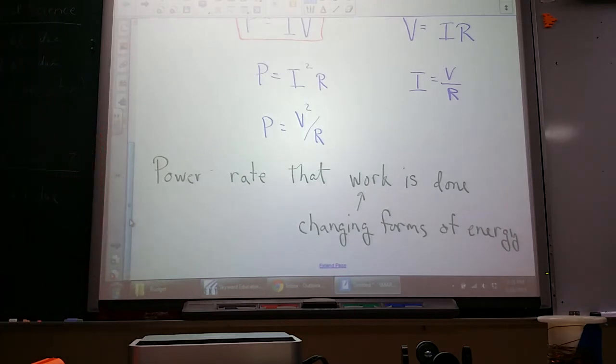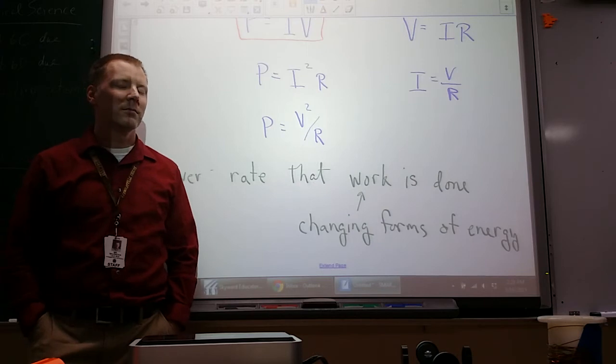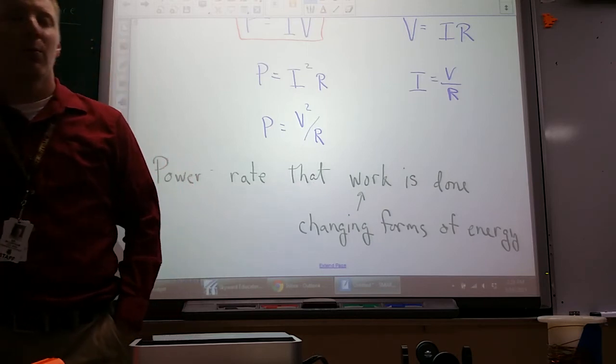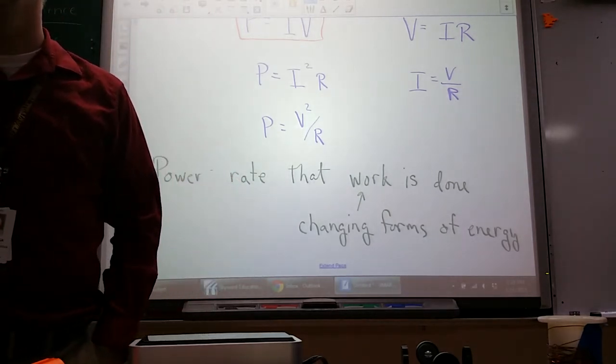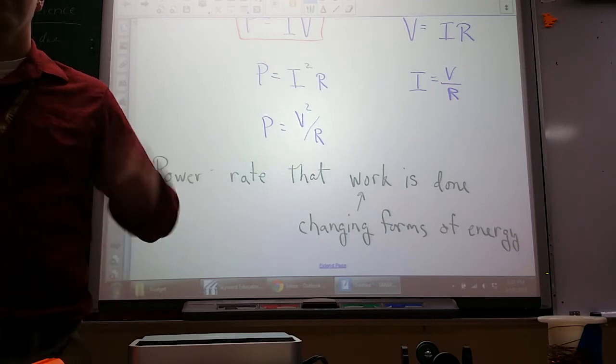We start out with energy in the form of electrical potential. So the electrons have some potential energy. We push them through a light bulb. What do we convert that potential electrical energy into through the light bulb? Light and heat.